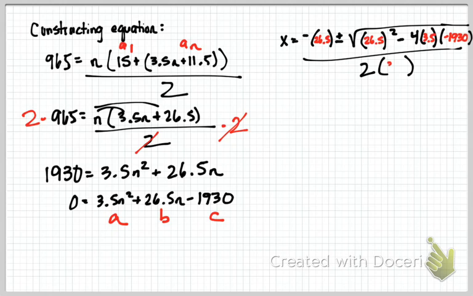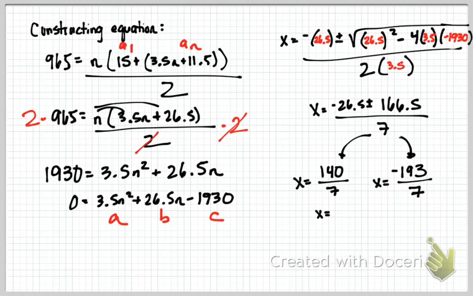Make sure you get a 1930 on this last one. All over 2a. And a is 3.5 here. Okay, now here's where you're going to want to reach for your calculator. First one is 20, right? And the second one is negative 27 point, what is it, 5 or something?